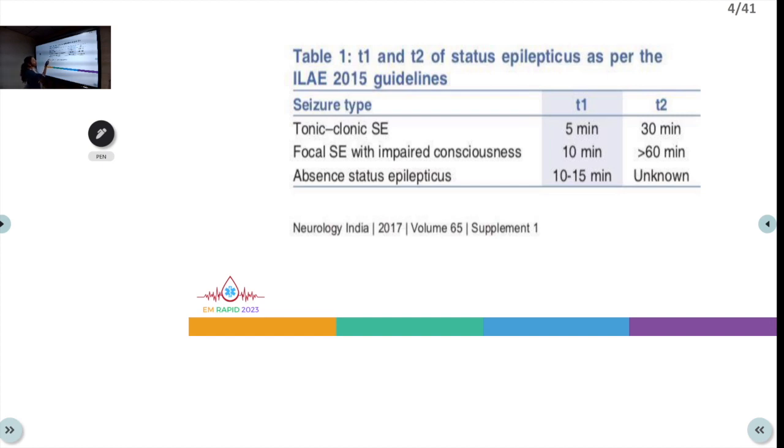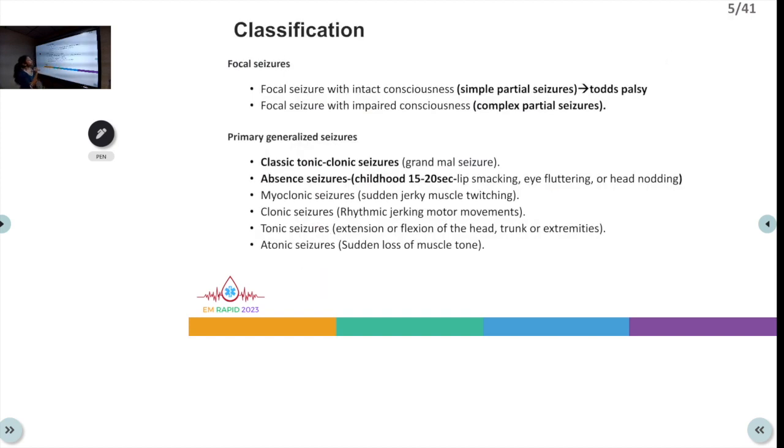So if it is a tonic-clonic seizure lasting more than 5 minutes, then it is called status epilepticus. Or if the patient is having focal seizures with impaired consciousness, which is known as complex partial seizures, which last more than 10 minutes, or absent seizures lasting more than 10 to 15 minutes. These are the other definitions of status epilepticus. Okay. So classification of seizure, not status epilepticus.